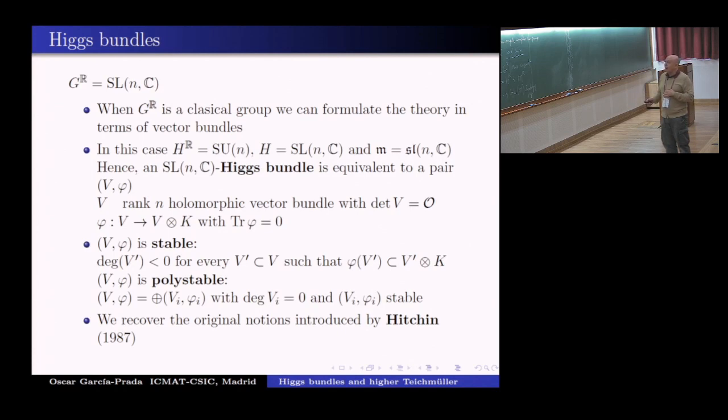situation is that your vector Higgs bundle is the direct sum of Higgs bundles, all of them of degree 0, and each of the Higgs bundles being stable, okay? So this is the original notions that were introduced by Hitchin in his seminal original paper, and is just similar to the theory of vector bundles as studied by Narasimhan and Seshadri, for just vector bundles, okay?